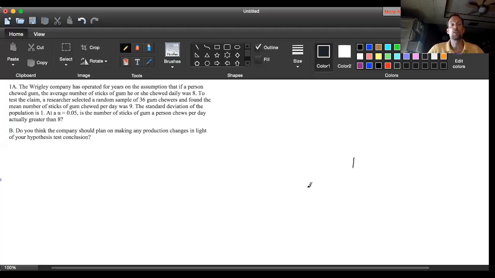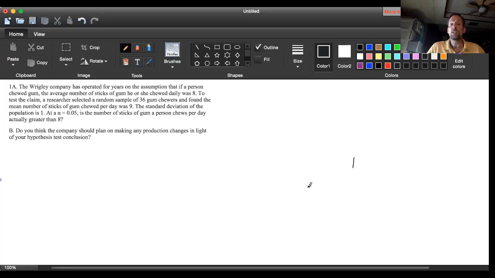This is our first question on the worksheet for Chapter 8. So pause the video if you need for a couple minutes, read through the question. Inside the question, they're telling us that if you chew gum, you're going to be doing about 8 sticks a day. And the Wrigley company has been making chewing gum for years, operating on the assumption that that's the real number, 8 sticks a day. And it looks like there's this researcher who gets the idea that people are chewing more gum than that lately. And they go and they do a sample to try to find out if it's true.